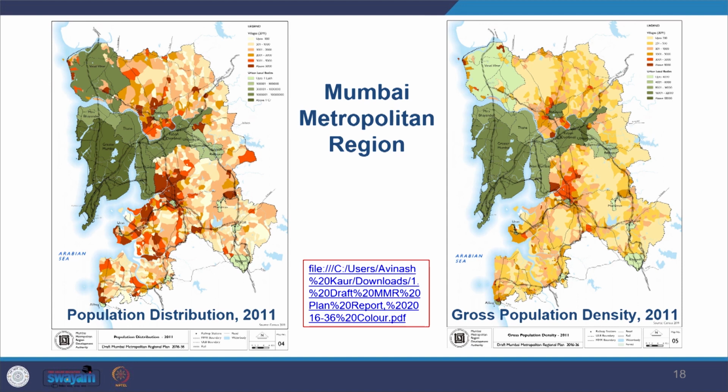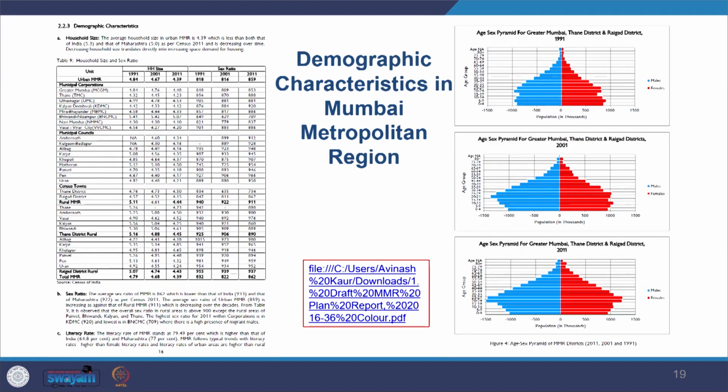Likewise, the light color shows density from 250 up to about 32,000. You can see that density here, and all this data is taken from Census 2011. Further, you can see the demographic characteristics here again. Look at the table on the left-hand side and how the data has been presented so that you understand the profile.